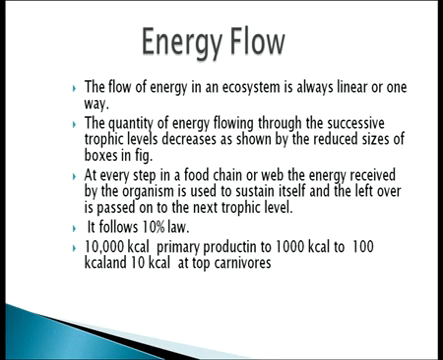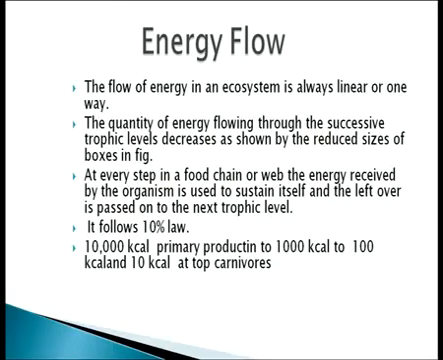At every step in a food chain or a food web, the energy received by the organisms is used to sustain itself, and the leftover energy is passed on to the next trophic level. This follows the 10% law. That is, to begin with, if it is 10,000 kilocalories of primary production, it will be reduced to 1,000, 100 and finally 10 at the top carnivorous level.